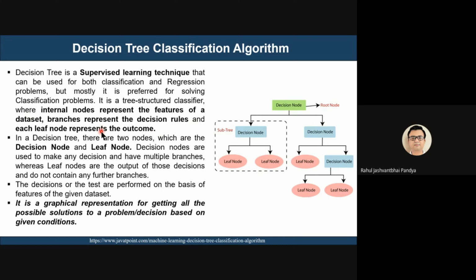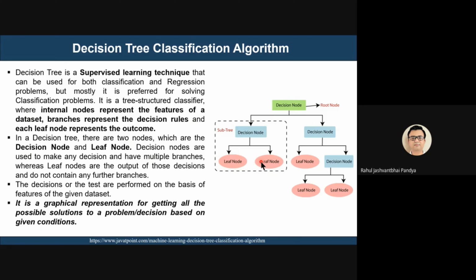In a decision tree, there are two types of nodes, known as the decision node and the leaf node. We can see the main node, the root node, where we are applying the decision rules, and then we go down across the branch, and where we reach at the end as an outcome, that's called a leaf node. Decision nodes are generally used to make any decision and have multiple branches, whereas leaf nodes are the output of those decisions, and they do not contain any further branches because that's the dead end. That's what we wanted to get, and we got it. So that's my leaf node.